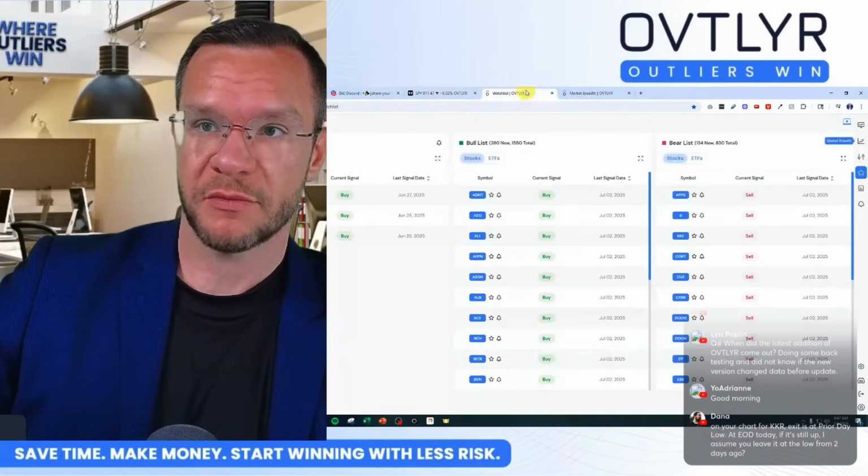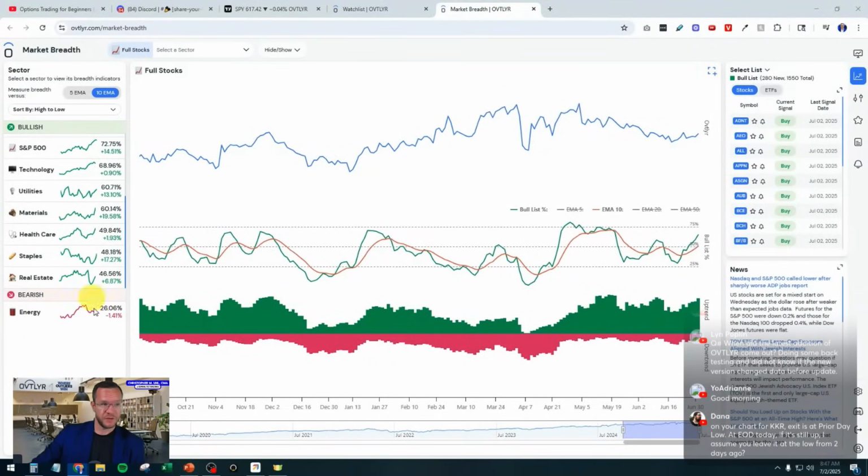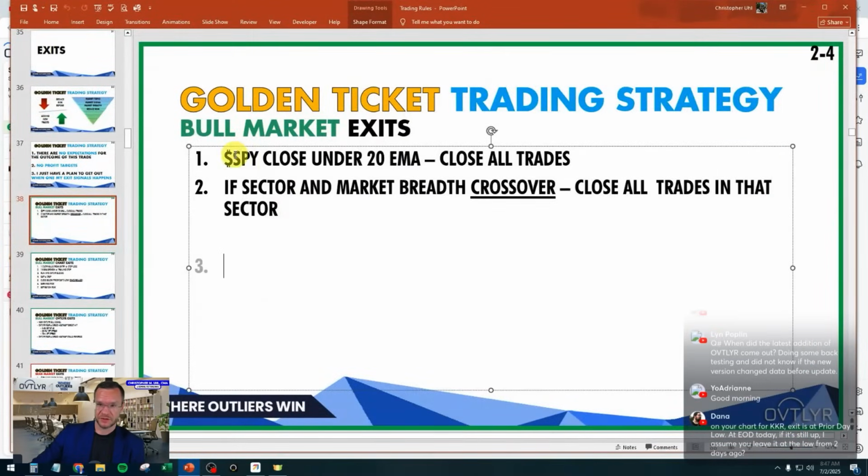Next, the sector and market breadth crossovers. So let's double check the breadth crossovers here. The only sector that has bearish breadth is energy. So that means that this will not apply today, because the all stocks market breadth is still going to be bullish. So this is unlikely. This is not going to happen.